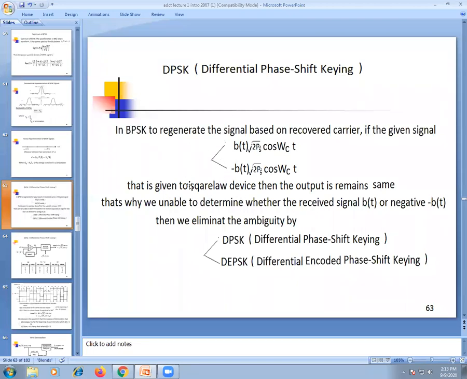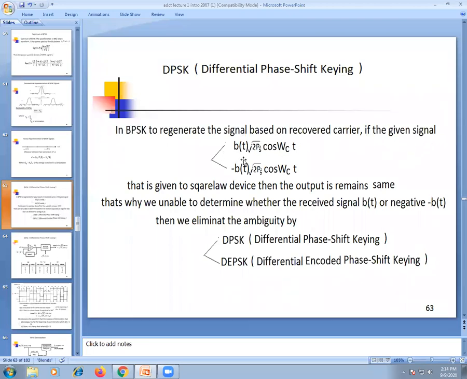If the polarity cannot be identified, whether it was logic 0 or logic 1, misinterpretation takes place. That is the ambiguity in BPSK, when generating the signal based on the recovered carrier.